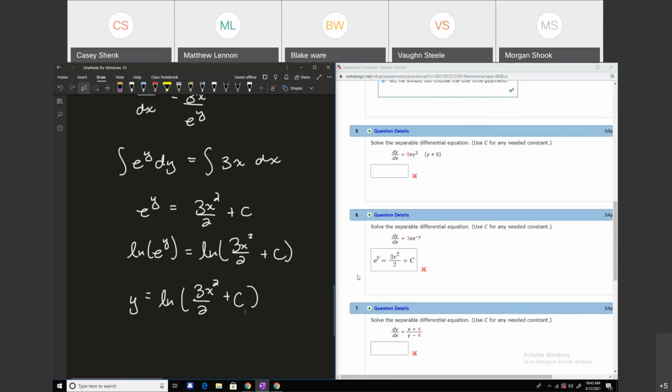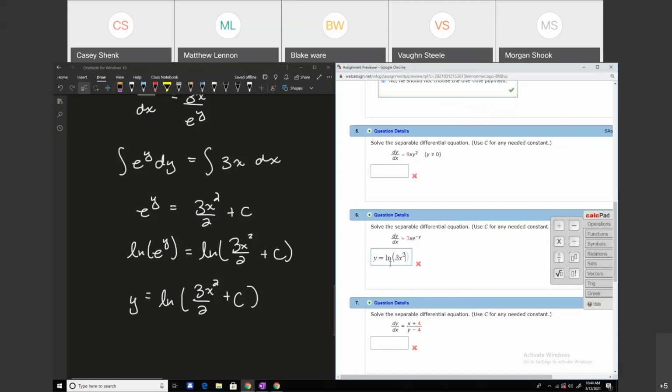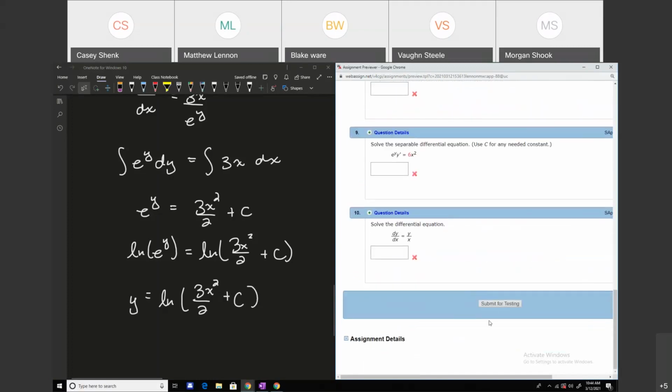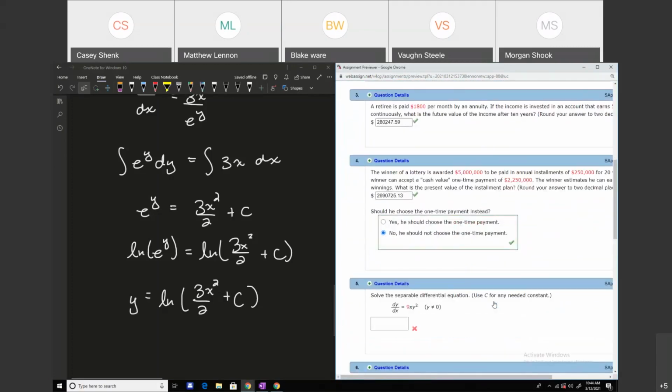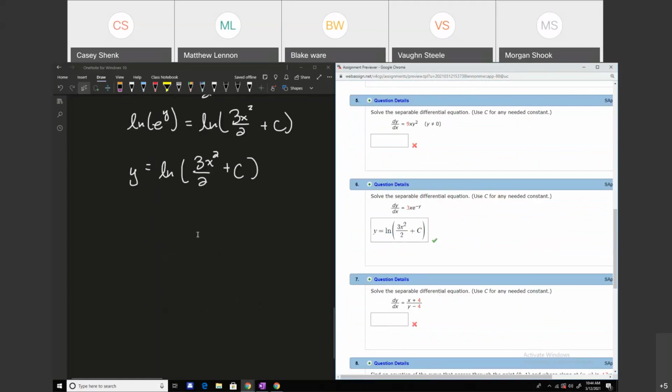So let's try entering this. Sometimes it wants you to write the log a little more creatively, or the constant a little differently. I'm just trying to remember how to do that. Okay, so it just wanted you to solve for y. We just had to take the natural log of both sides, and that was it. Nothing too crazy there.